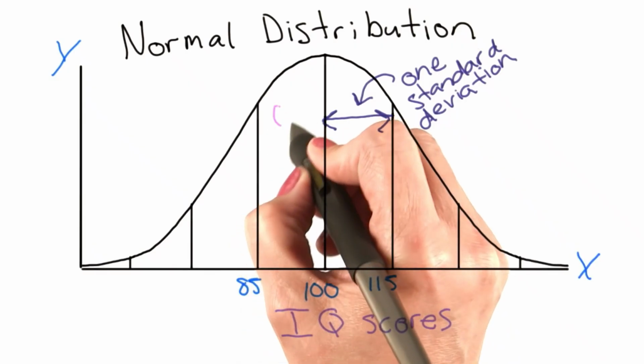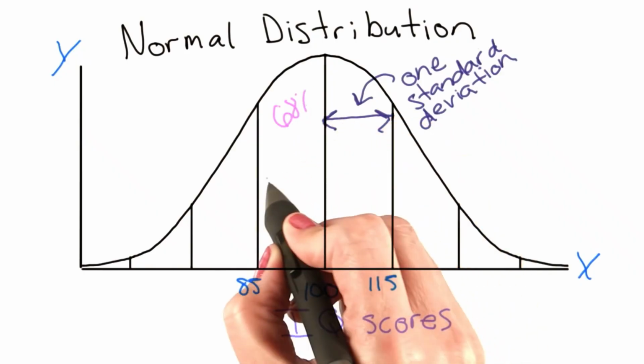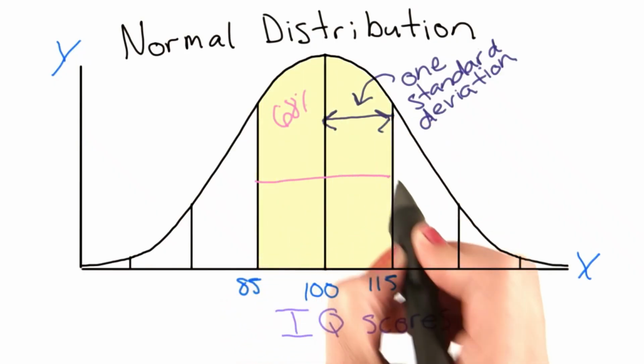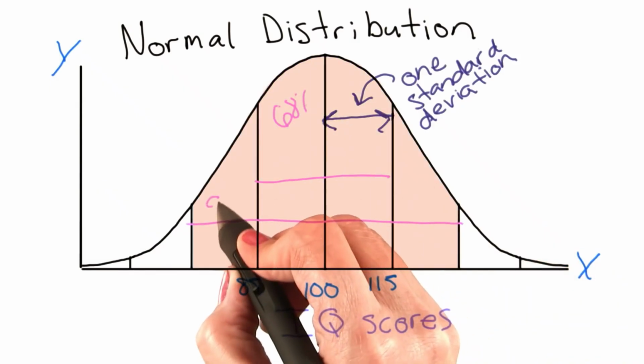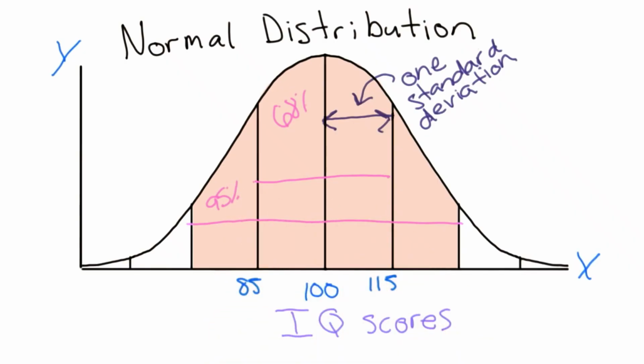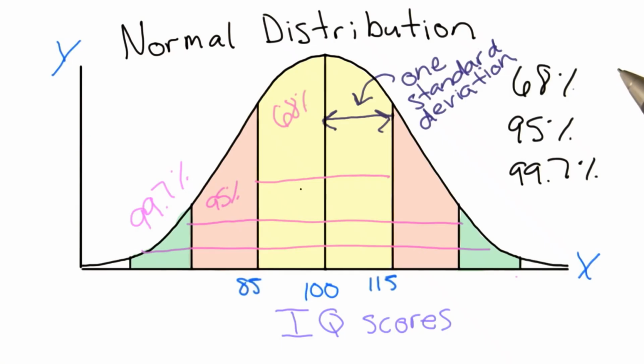We see that 68% of the population will fall between one standard deviation above the mean and one standard deviation below the mean. Next, we see that 95% of the population will fall within two standard deviations above the mean or two standard deviations below the mean. Next, we see that 99.7% of the population falls between three standard deviations above the mean and three standard deviations below the mean. We have the 68, 95, and 99.7 rule.